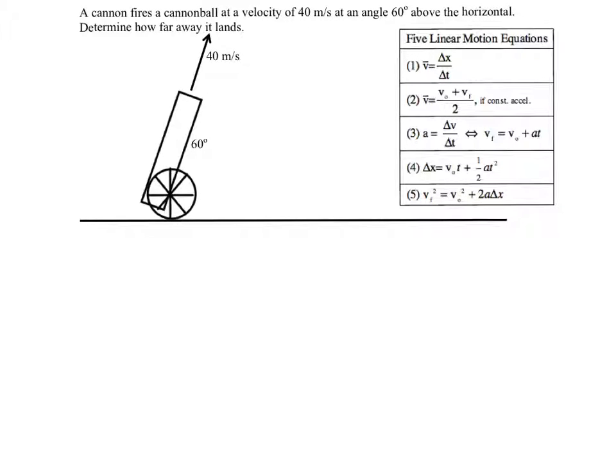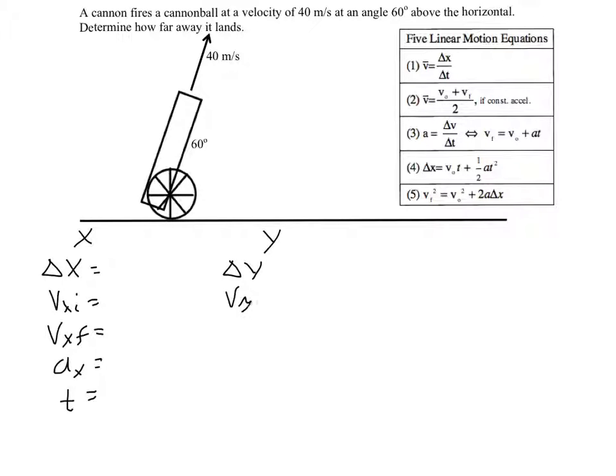Alright, here is a projectile fired at an angle, and it's very similar to a horizontal projectile in that we're going to analyze the x and y components separately. So we have delta x, vxi, vxf, ax, and t. And we can say the same thing in the y. We've got delta y, vyi, vyf, ay, and t.